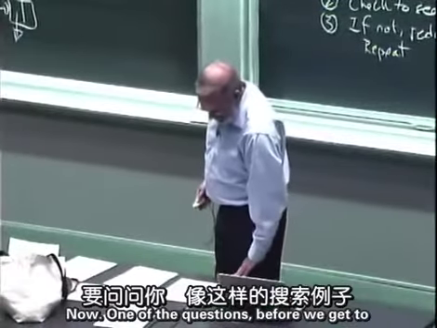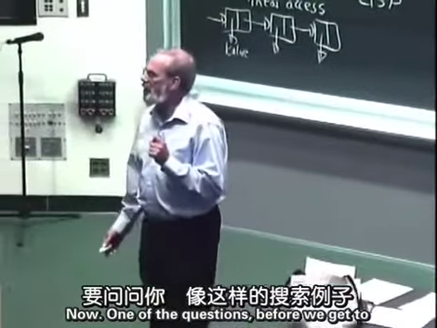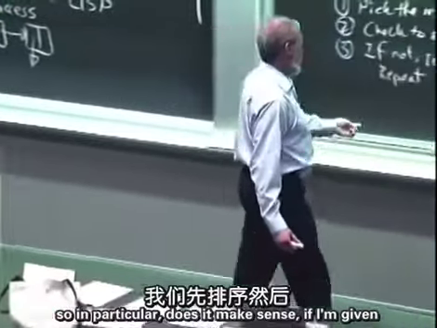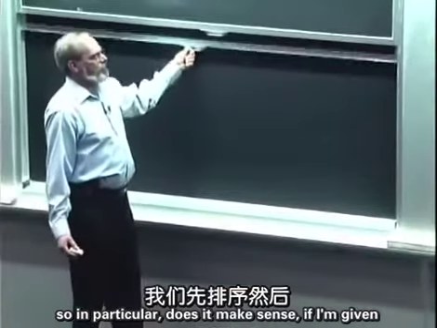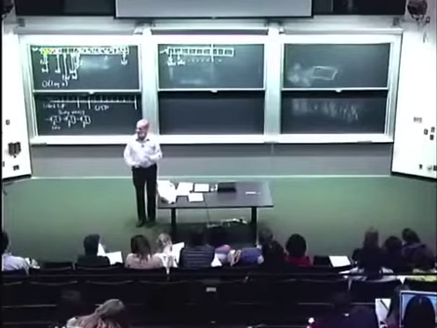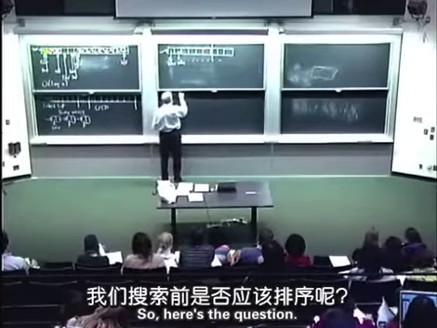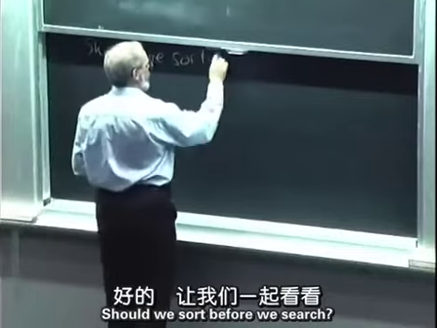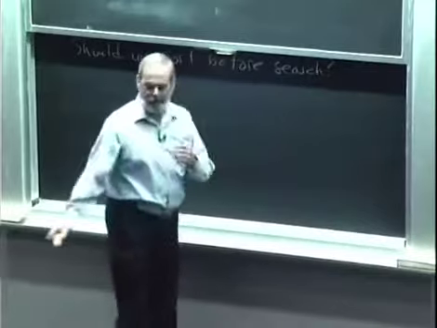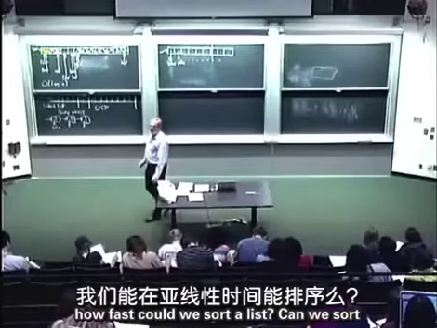All right? Now, one of the questions before we get to doing the sorting is even to ask, what should I do in a search case like that? Right, so in particular, does it make sense, if I'm given an unsorted list, to first sort it and then search it? Or should I just use the basic linear case? So here's the question. Should we sort before we search? Okay, so let's see. If I'm going to do this, how fast could we sort a list?